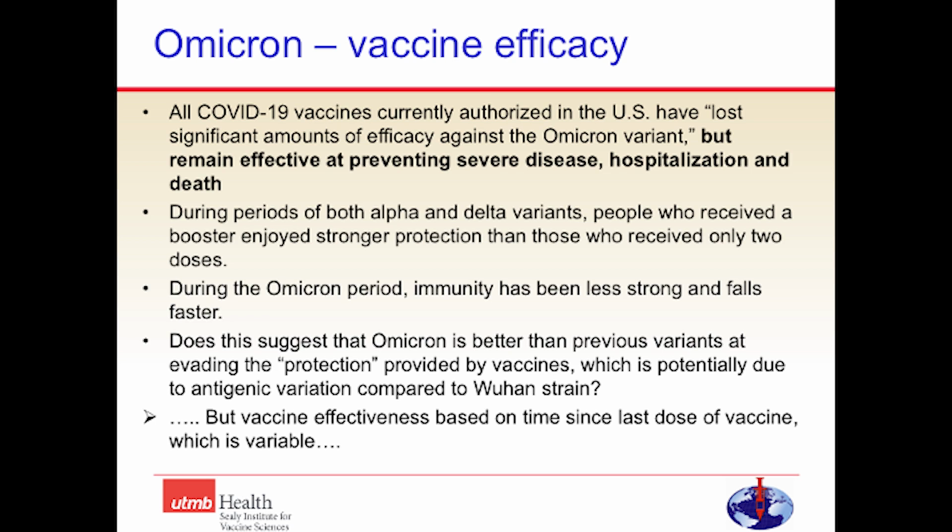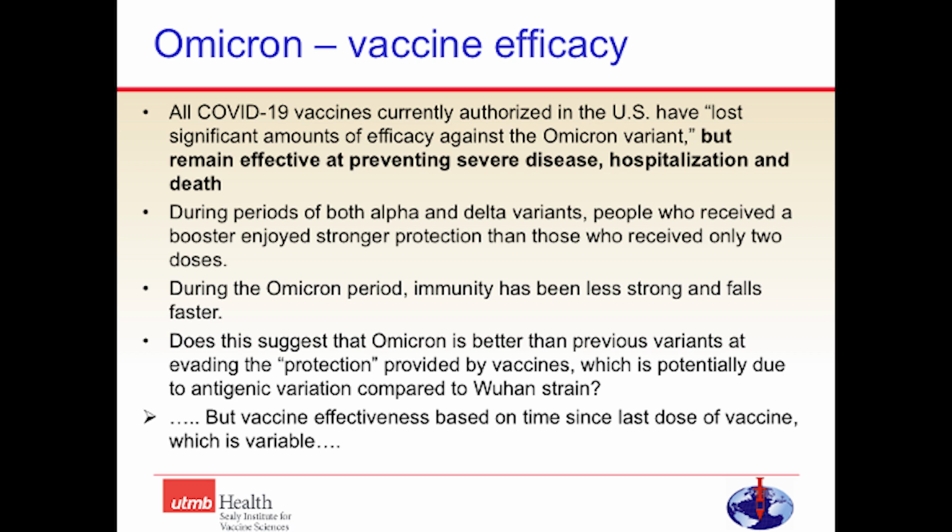This suggests that the ability of Omicron to evade protection by the vaccines is due to antigenic variation or potentially transmissibility. But it's hard to evaluate all these data because everybody's having their vaccine booster at different times, and trying to build that into analysis of the data is very hard. I'll talk more about that as we go along.